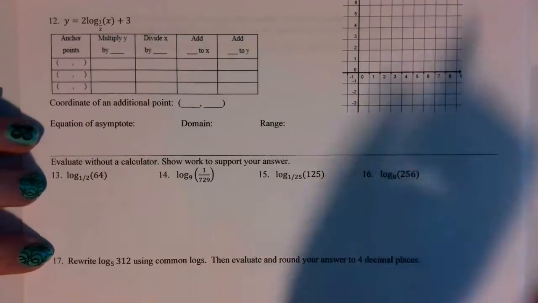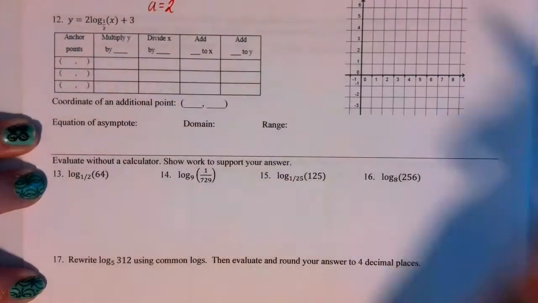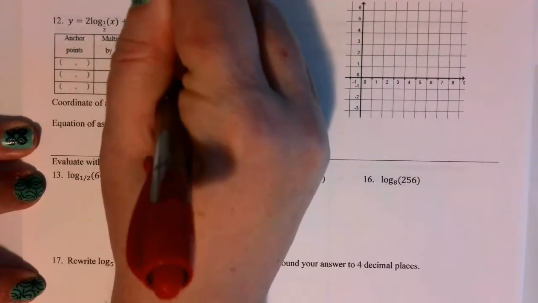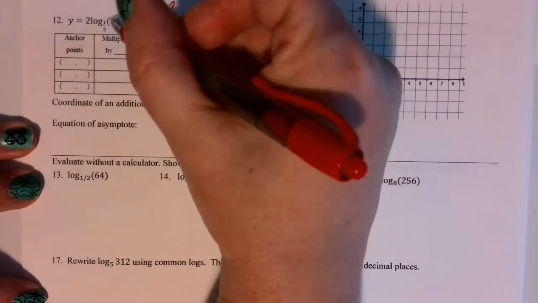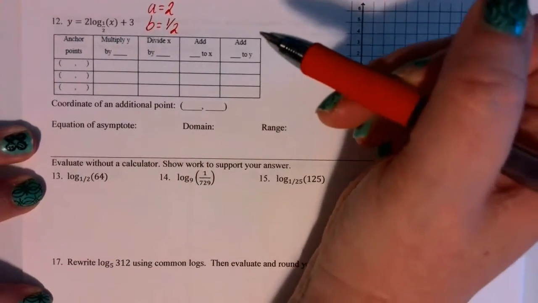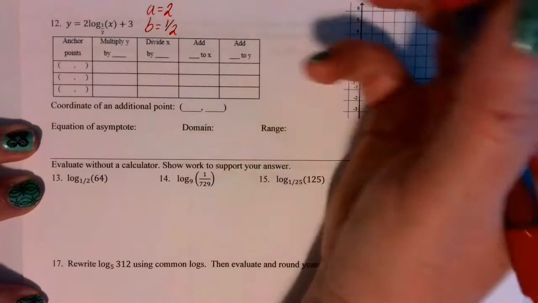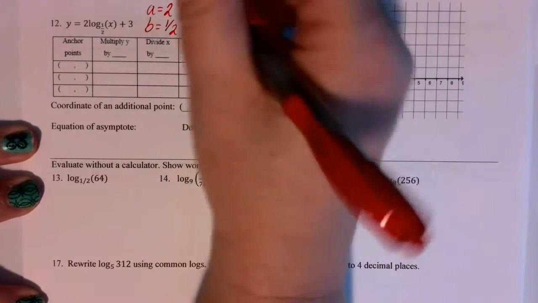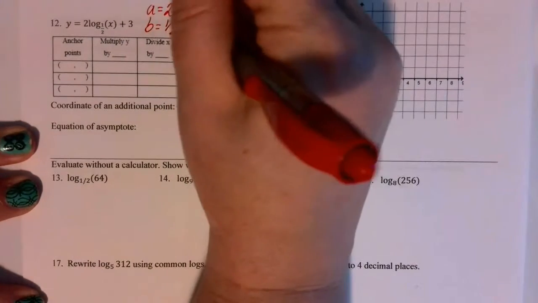In number 12, we have an A of 2. That's going to be a vertical stretch of 2. The base of the log is 1/2. And there is no horizontal stretch or shrink. There's no reflections in the x or y axis. No horizontal translation, but there is a vertical translation up 3 units.